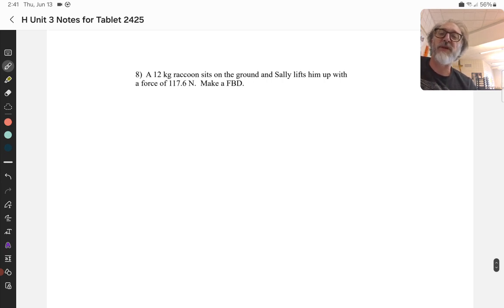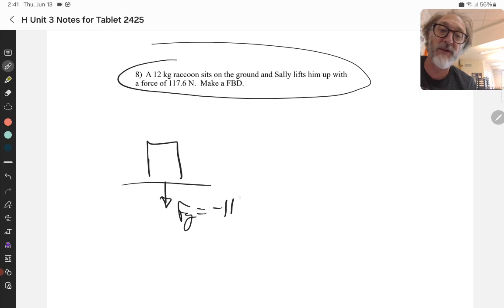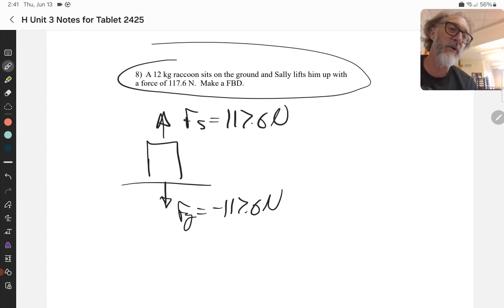I think we can skip this example. All that's happening is now Sally's exerting just enough force to cancel the gravity. So you're going to have gravity. I guess we're not skipping it, huh? So gravity's pulling down with 117.6 newtons. Sally's trying to lift it. Sally's force is 117.6 newtons. She's exerting just enough force to prevent it from falling, but not enough force to actually make it move, right? And so in this example, my net force is going to be 0.